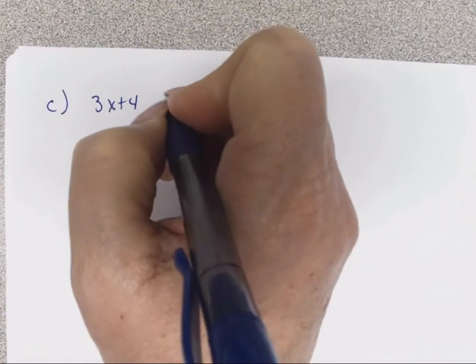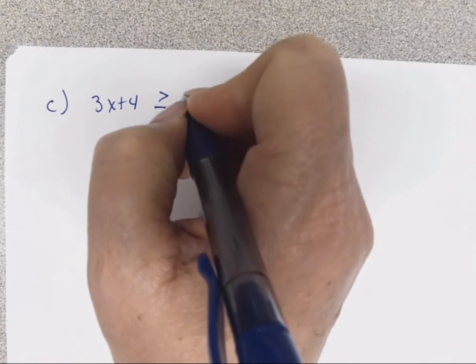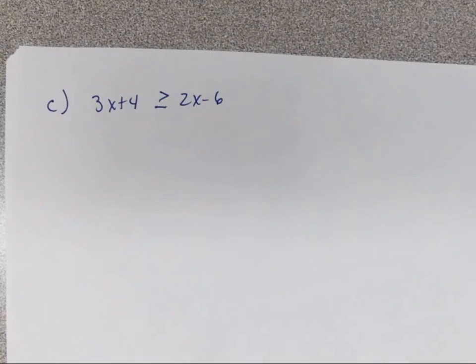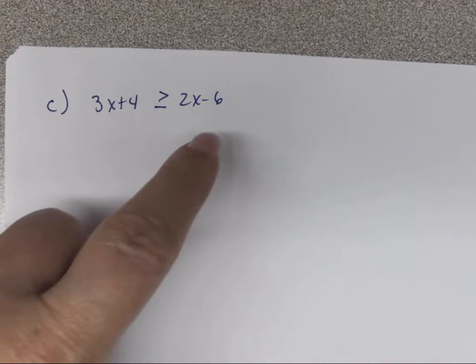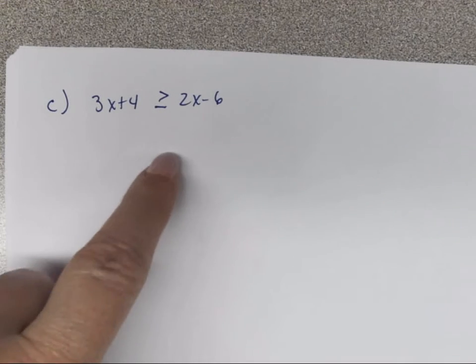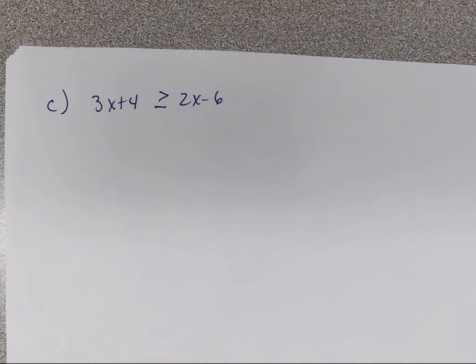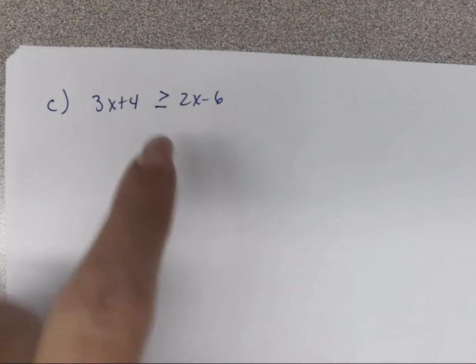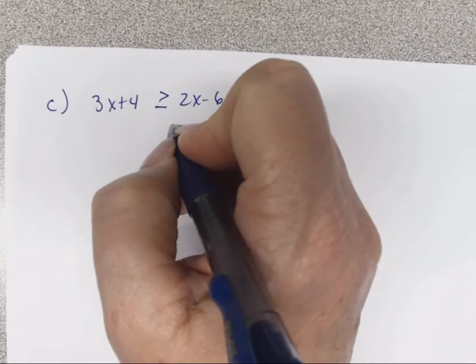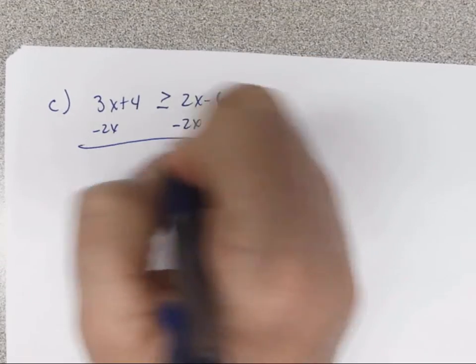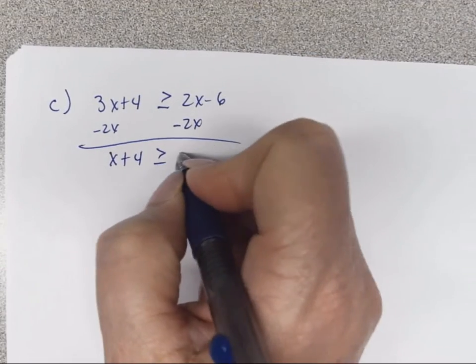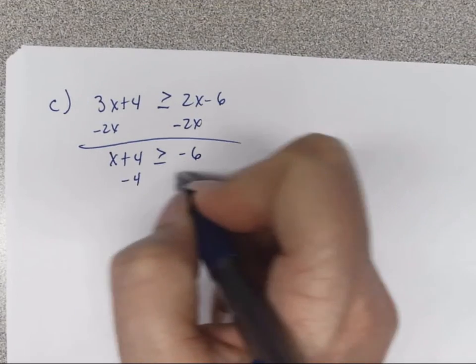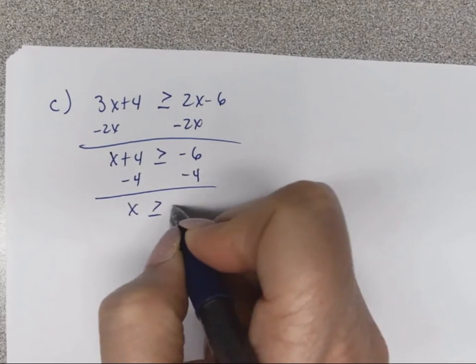This will be part C. So we have 3x plus 4 greater than or equal to 2x minus 6. Now on this one, I'm going to make a choice. I can either move the x's over here or move the x's over here. I'm going to move them over here because I like to have the positive x. We will do a negative x on the next problem, but I like to do it positive because then I don't have to worry whether or not I have to flip the inequality sign. So if I move the 2x over with subtraction, I end up with x plus 4 greater than or equal to negative 6. Now I will subtract the 4 and get x is greater than or equal to negative 10.